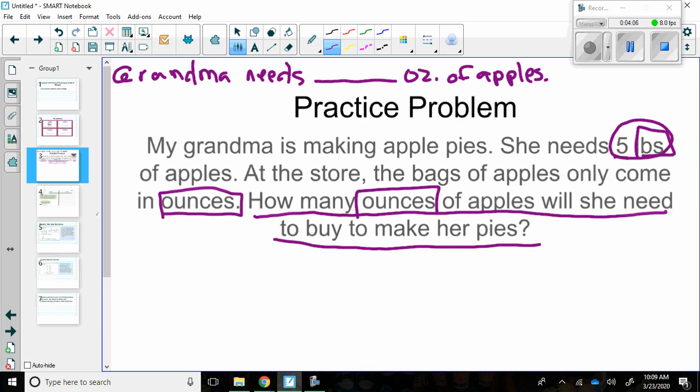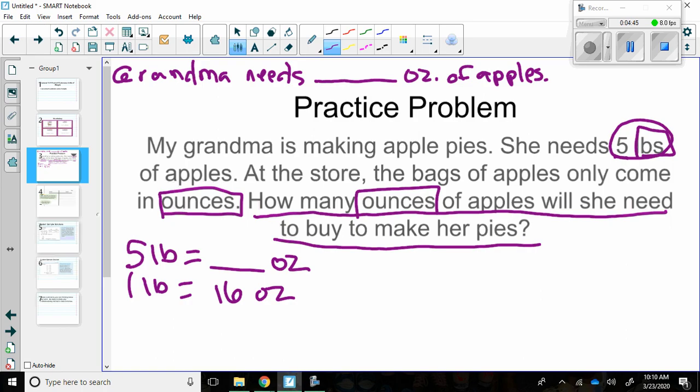Next, we need to evaluate and visualize, and this is where that handy song comes in. So first step is write the equation. The equation is 5 pounds equals blank ounces. Second step is write what you know, what you know, what you know. And you can refer to your notes you wrote, and we know that 1 pound equals 16 ounces.